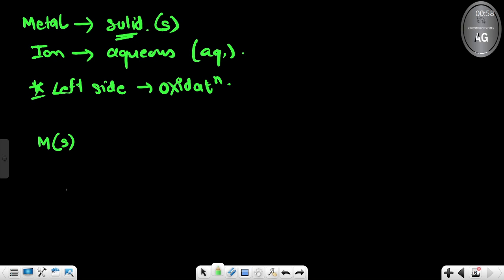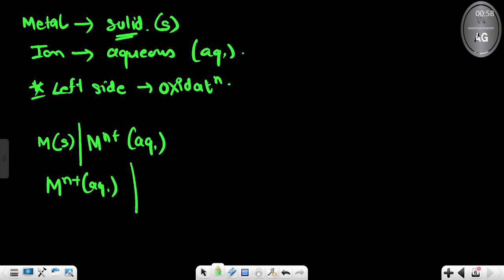Clear? So M solid slash Mn plus aqueous, then Mn plus slash M solid. This is reduction, this is oxidation. One is oxidation, other one is reduction. Clear? So basically, the slashes we will put, I have not combined them yet. First half cell is the oxidation half cell, second half cell is the reduction half cell.